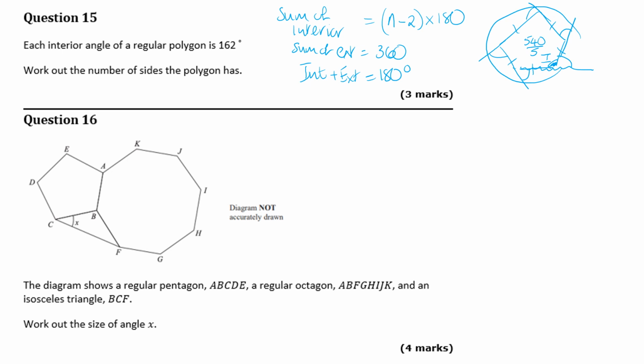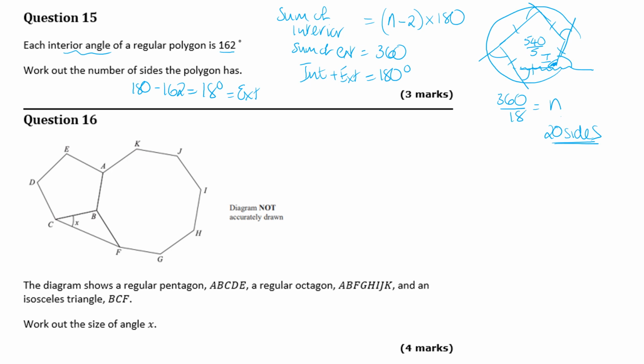So in this question, if I'm told that the interior angle of the polygon is 162, work out how many sides. What you need to do is do 180 minus 162 to get 18. And that's equal to the exterior angle. And then if I just do 360 divided by 18, that will give me the number of sides. So that is equal to 20.